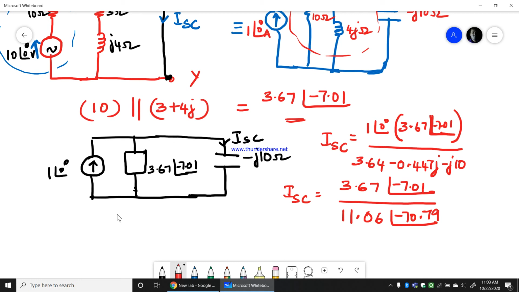Okay, so therefore ISC will be equal to, so what do we get? ISC, 3.67 divided by 11.06 will give me 0.331 at an angle minus 7.01 plus 70.79, 63.78 amps.